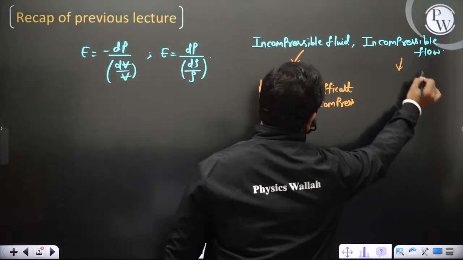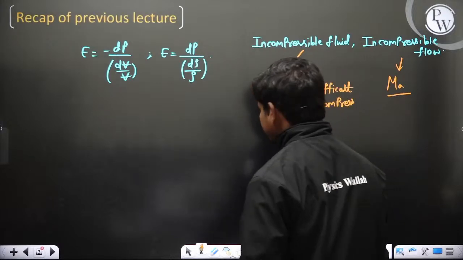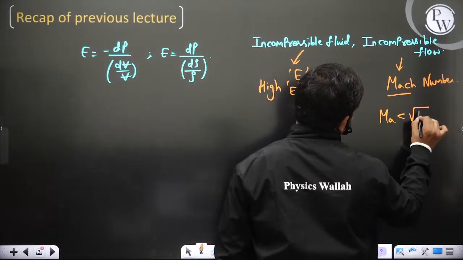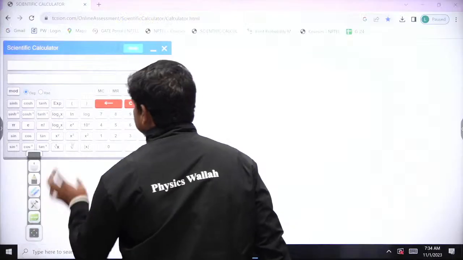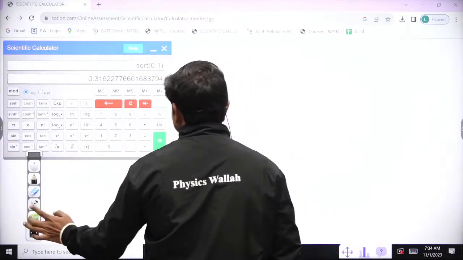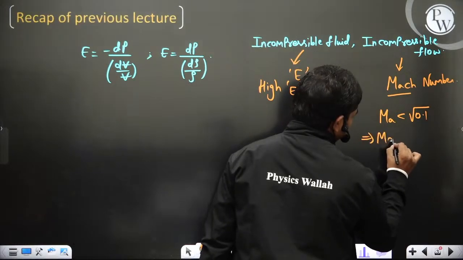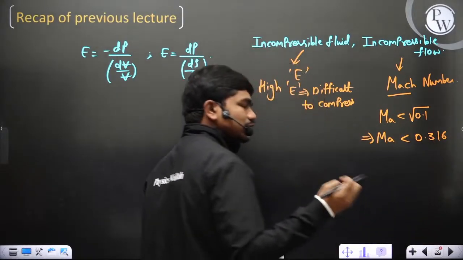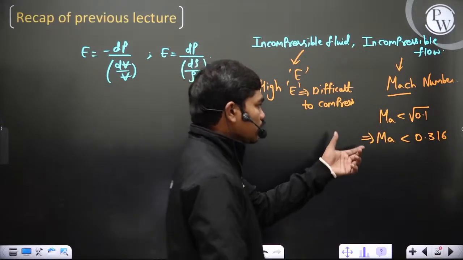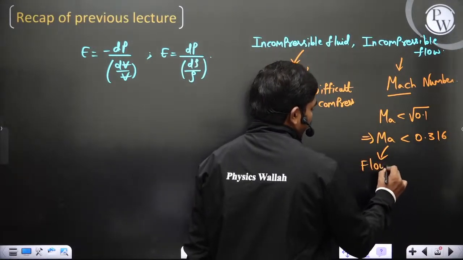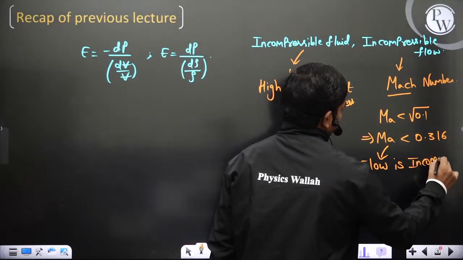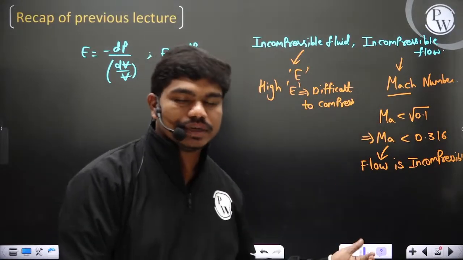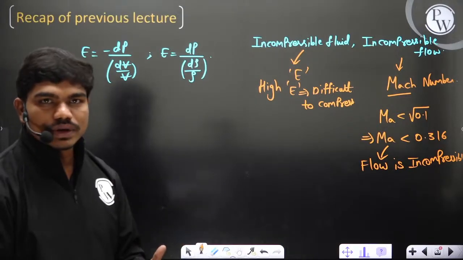Incompressible flow depends on the Mach number. Normally, if the Mach number is less than the square root of 0.1, which is roughly 0.316, the flow is incompressible. Sometimes, for calculation comfort, 1 by 3, that is 0.33, is taken for flows that need less accuracy. So the flow is incompressible in general. To identify whether a flow is incompressible, we look at the Mach number, and to identify whether a fluid is incompressible, we look at its bulk modulus value.